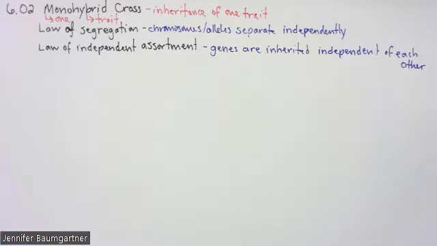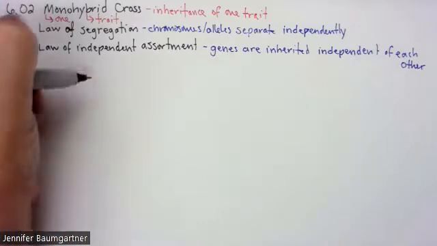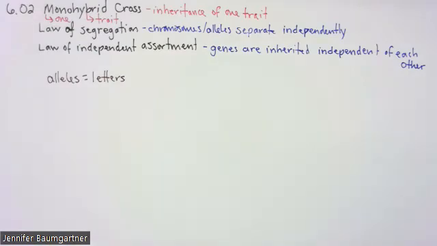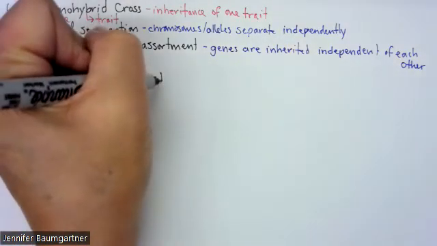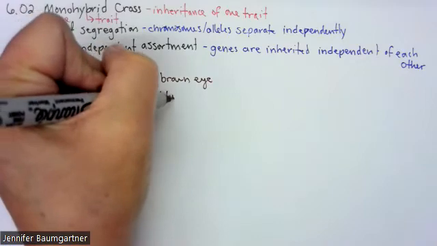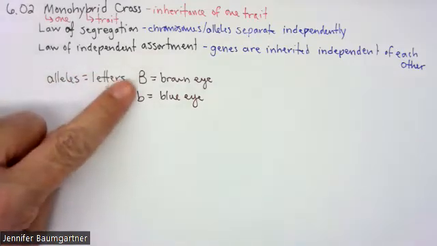Now, one of the first things you're going to see is that we use letters to represent the alleles, so that we can kind of have something to hang on to when we are looking at this inheritance. So we always ascribe a trait to a letter, and we usually use a capital and a lowercase. The capital is dominant and the lowercase is recessive. So in this case, we're going to say that capital B is a brown eye allele and lowercase b is a blue eye allele. Brown eyes are dominant to blue eyes. So we have dominant, we have recessive.